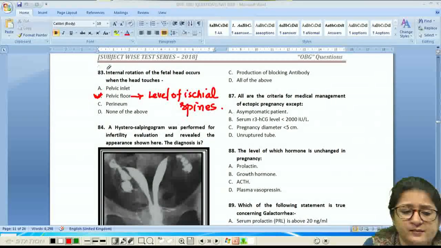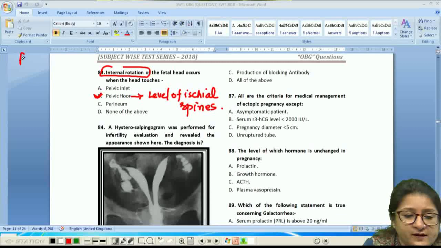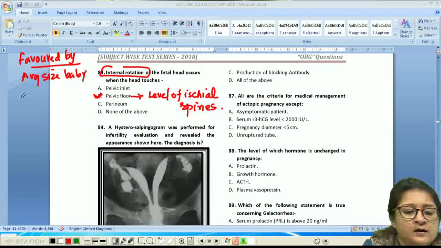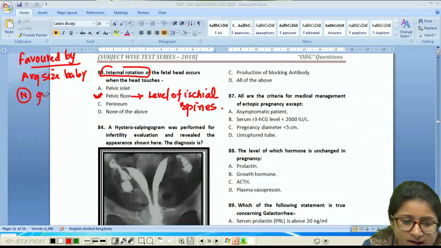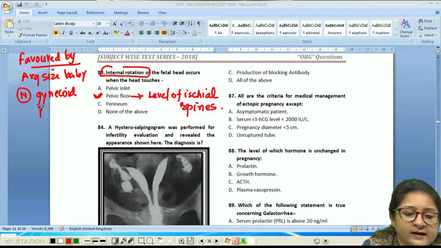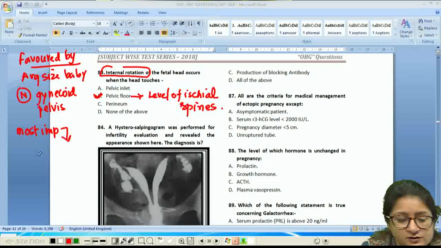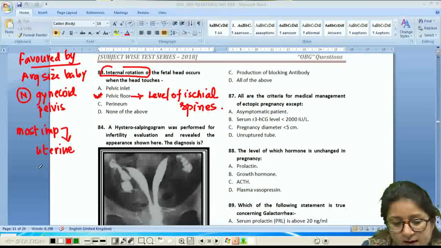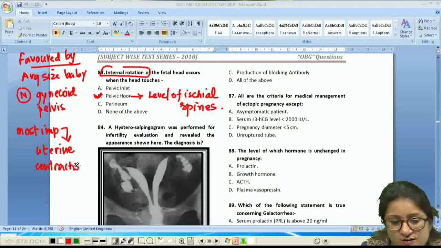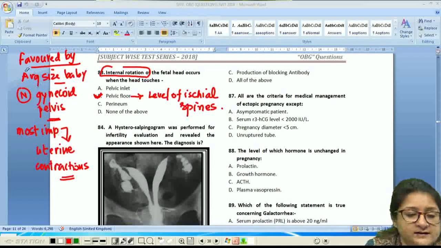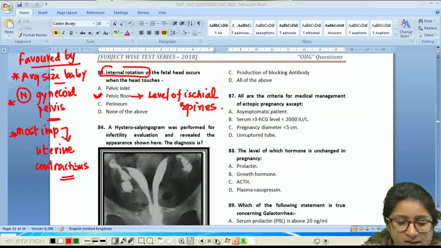Very importantly, also remember that internal rotation is favored by the average size baby with the normal gynecoid pelvis. And very importantly, the most important factor which favors internal rotation is uterine contractions, right? So with adequate uterine contractions, with an average size baby with a gynecoid pelvis, internal rotation is favored. These are the 3 factors which favor internal rotation. So this is an important point to remember.